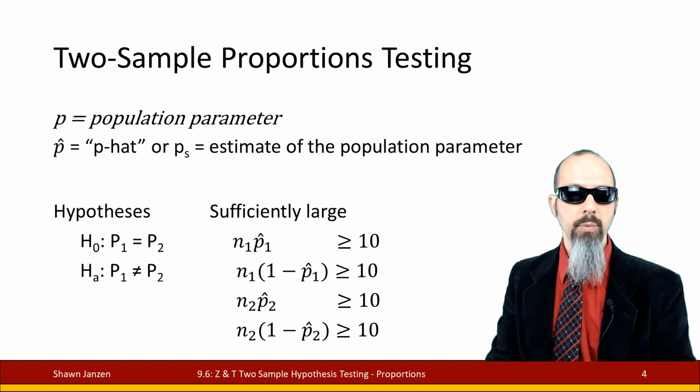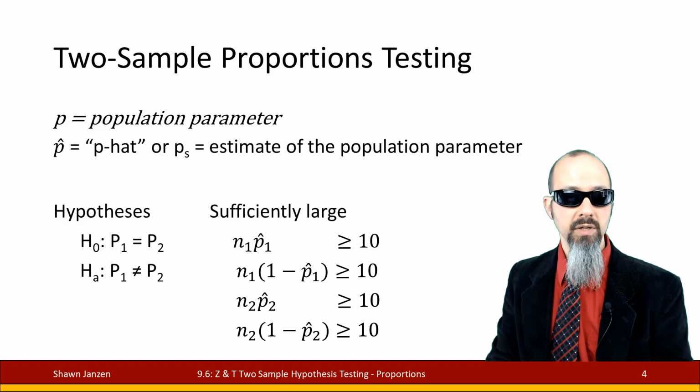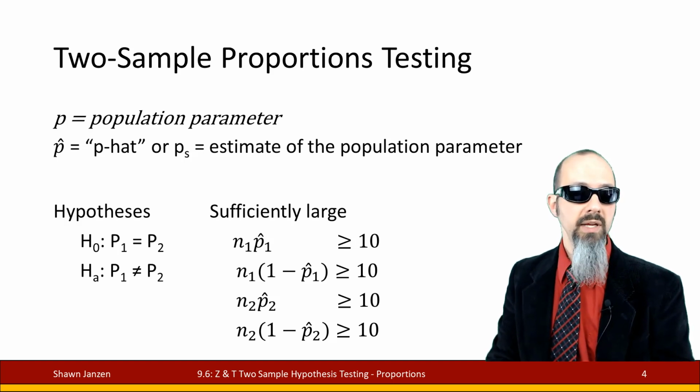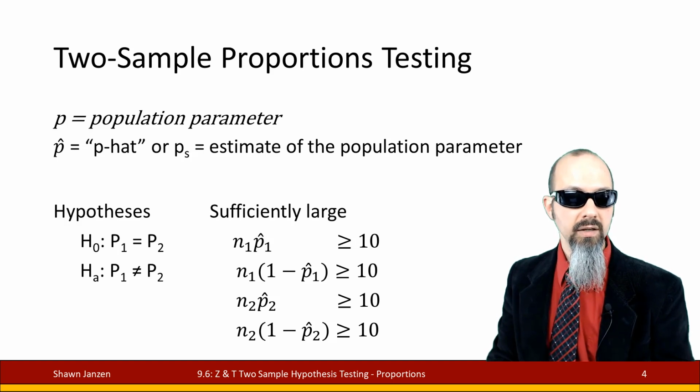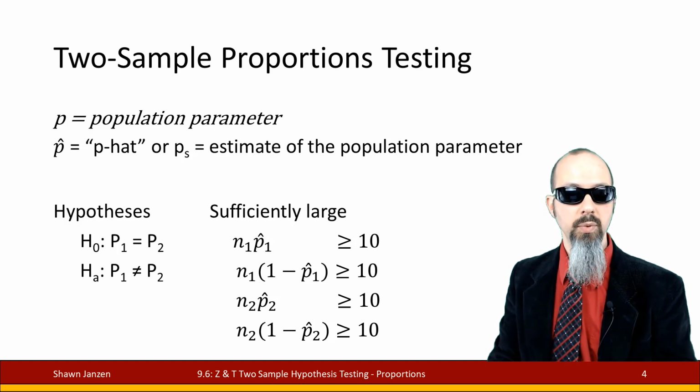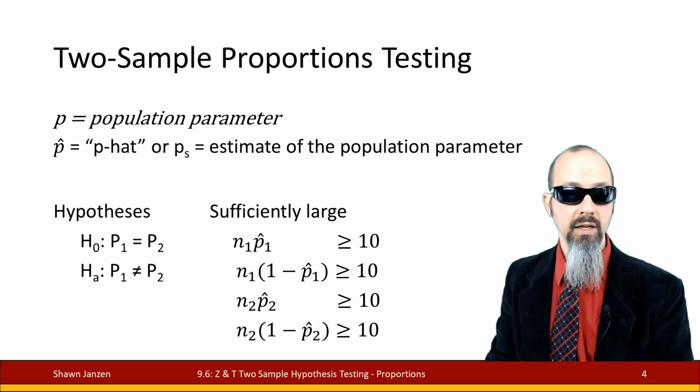Now with two-sample proportions testing, just a quick recap on the symbols that we're going to be using for our terminology. So the letter P is our population parameter, and P with a little hat on it, we call it P hat, or P sub S, and that is the estimate of the population's parameter. So the estimate comes from our samples. It's not the population parameter itself. It's our best guess as we're getting close towards it.